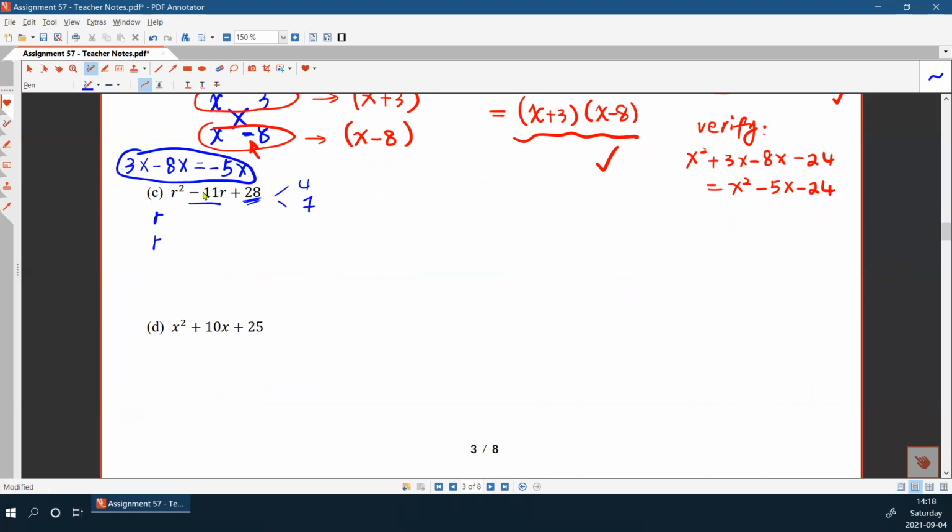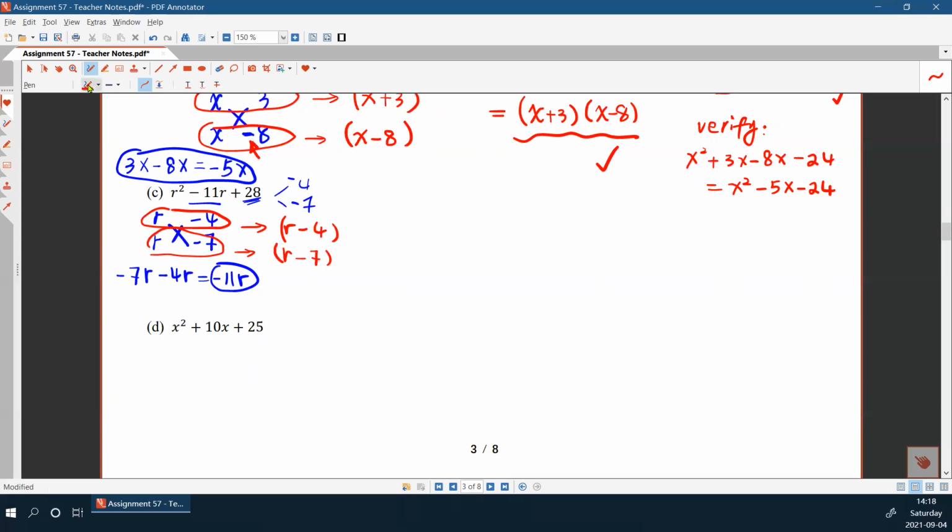So how do we get the number here? We can just put two negative signs in front of two numbers here. For example, minus 4, minus 7. So by using this, we will have minus 7r minus 4r, which is minus 11r, which is exactly the same with the middle term here, right? Okay, so in this way, the first term would be r minus 4, right? And the second term is r minus 7, correct?